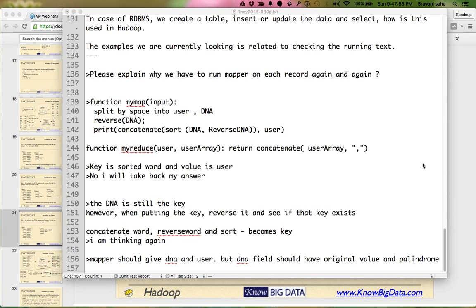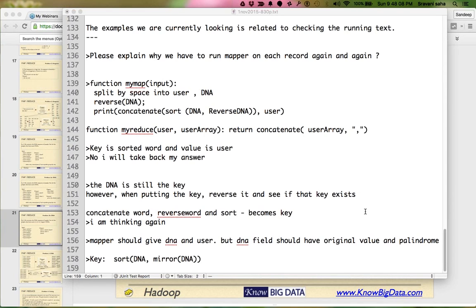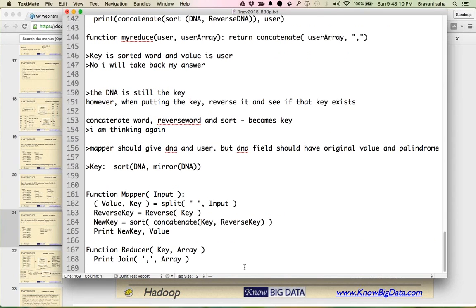You're in the very right direction. Arjang is saying that key could be sort of DNA and mirror of DNA. Brilliant. Keep going.